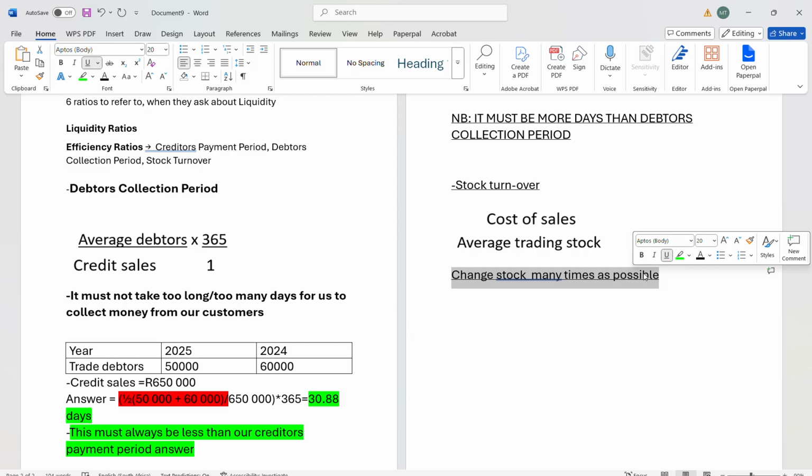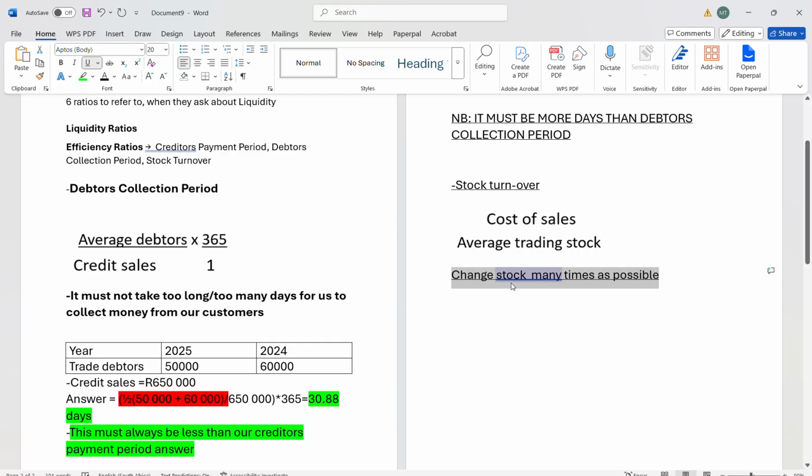But if you can change stock maybe 9 times or 10 times per year, it means it's a good thing, because it shows that you are selling more, you are selling many times. So this indicator must always be higher. Maybe you must change 15 times, 14 times, not once or two times.